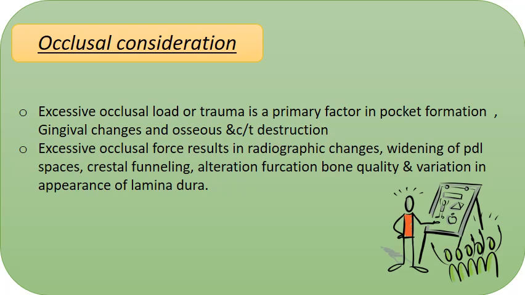Occlusal consideration. Traumatic occlusion may lead to radiographical widening of the periodontal ligament space or a pronounced cervical abfraction. It also leads to pocket formation, gingival change, and osseous connective tissue destruction. Excessive occlusal force also leads to crestal funneling, alteration of occlusal bone quality, and variation in the appearance of the lamina dura.